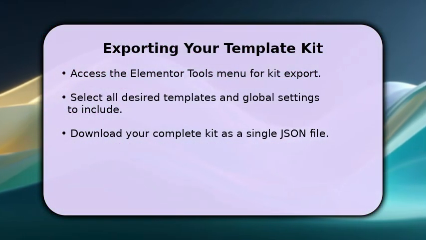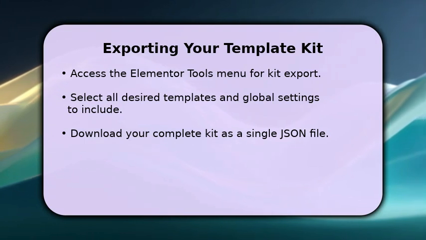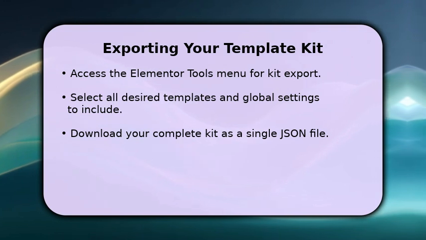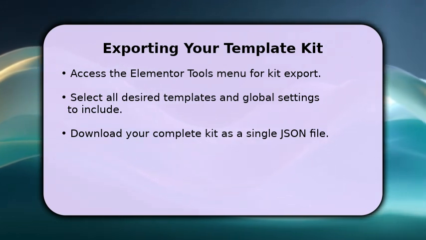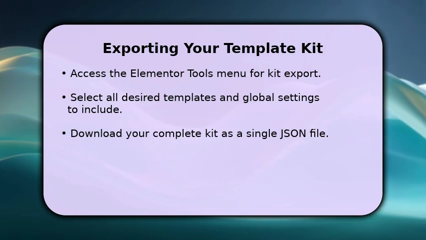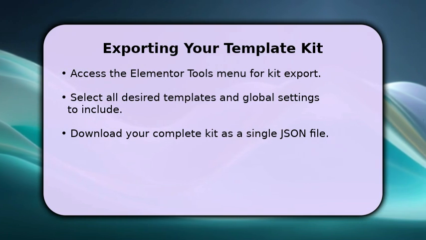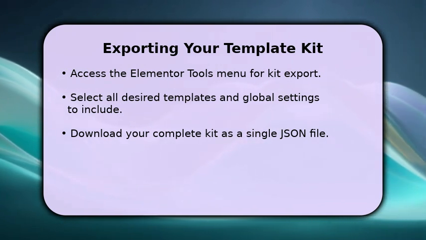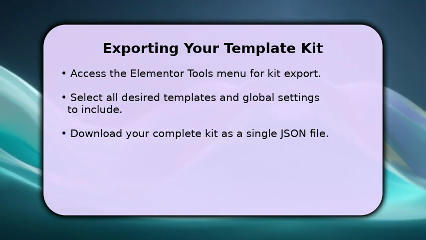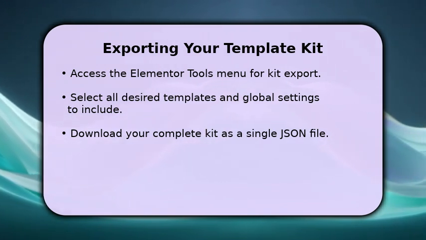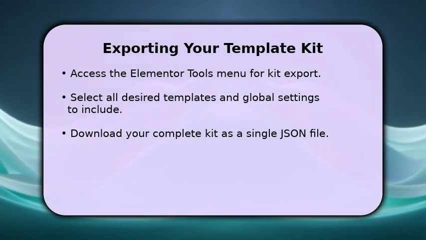The final step is exporting your meticulously crafted Elementor template kit. Navigate to Elementor's Tools menu and select Export Kit. Choose all the templates, global styles, and site settings you wish to include in your package. With a single click, Elementor will generate a comprehensive JSON file containing your entire kit. This file is ready for distribution, allowing others to easily import your designs.